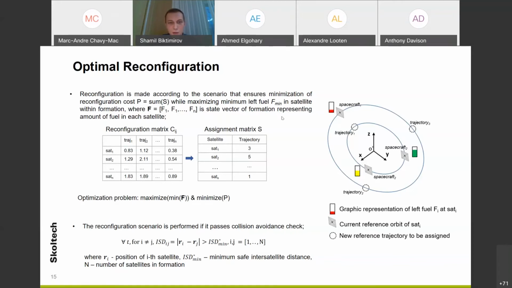And therefore we solve such a problem when we reconfigure orbital configurations, whose goal is to maximize the minimum amount of fuel among satellites and to minimize the total spent fuel for the reconfiguration. And this is made with the aid of an assignment problem.